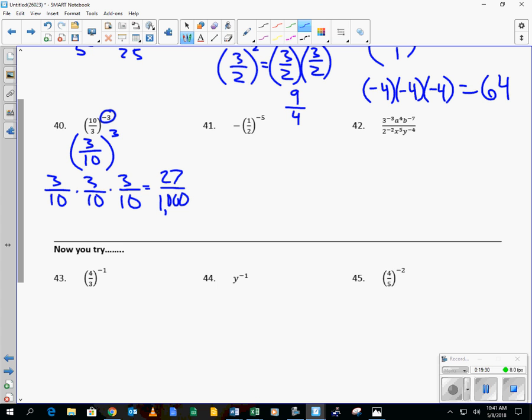Number 41. The negative is on the outside, so I'll leave that negative alone. I'm going to use up the negative on the exponent by flipping it. So I have negative 2 to the fifth. That means I take 2 to the fifth and then make it negative. Negative 2 times 2 times 2 times 2 times 2. What is 2 times 2? 4, times 2 is 8, 16, 32. Grand total of negative 32.